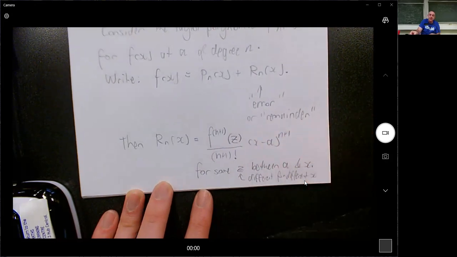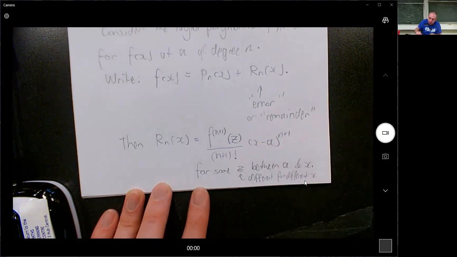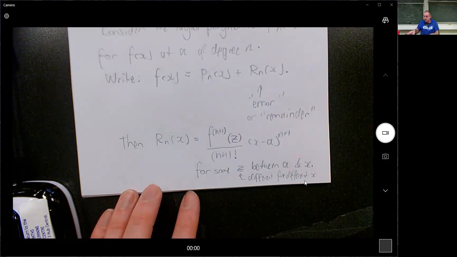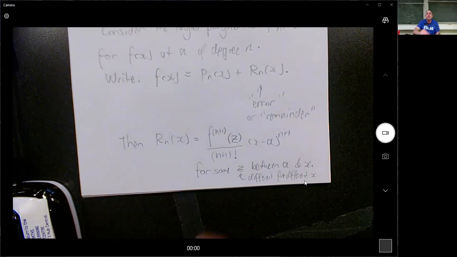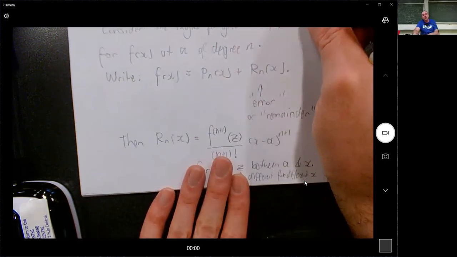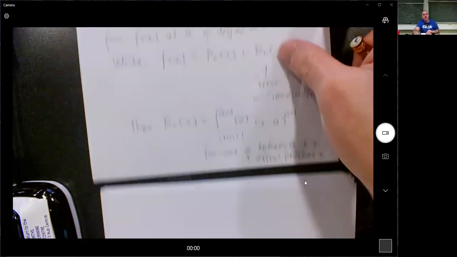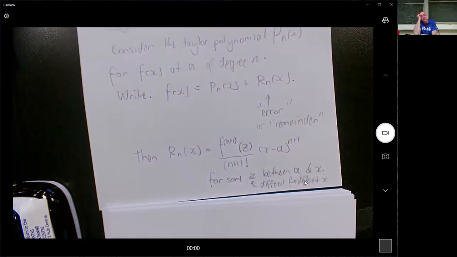It's different for different x. That's really important. So it doesn't tell you what the remainder actually is. It just says that there is a number z that will get you the right answer, but it doesn't tell you what the correct number z is.